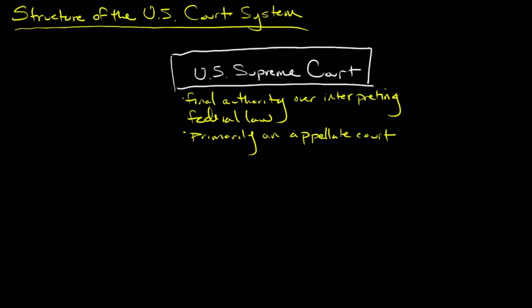Now, one of the most significant powers that the U.S. Supreme Court has is what's known as judicial review, which allows it to declare laws or government actions unconstitutional.